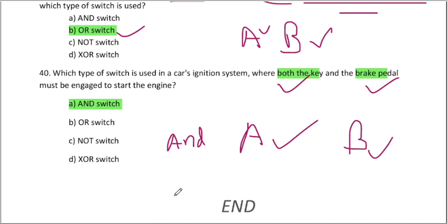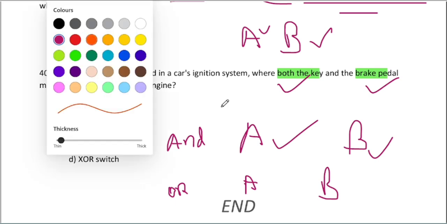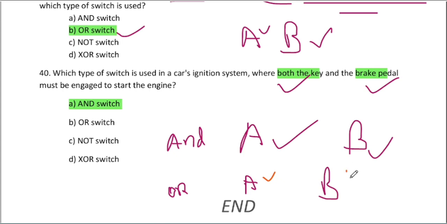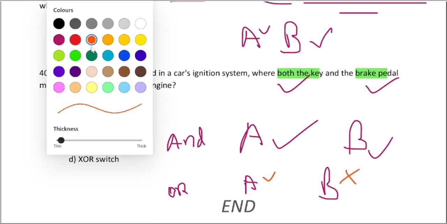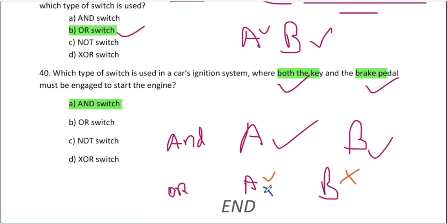It is AND, right? Like a simple example, if there is switch A and switch B, these two should be turned on at the same time in AND. OR means it may be A or B. If you turn on A, whether B is off doesn't matter. This one okay, this one not okay, the bulb will light. This one not okay, this one okay, what happens? The bulb will be turned on.